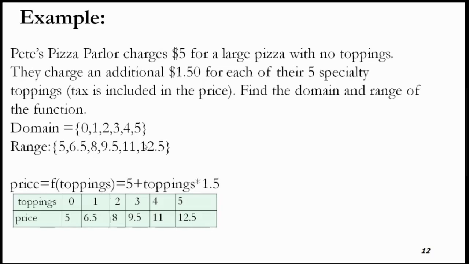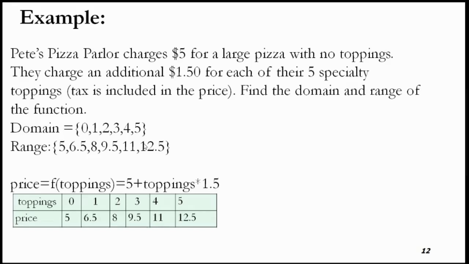So with no topping, let's say 0, means it's a plain one. There are 5 levels of toppings: 0, 1, 2, 3, 4, 5. That can be included as the domain. And for the range, whenever the level of topping increases, $1.50 is added. For 0 toppings they are charging $5, and for every 1 topping increment, $1.50 will be added.